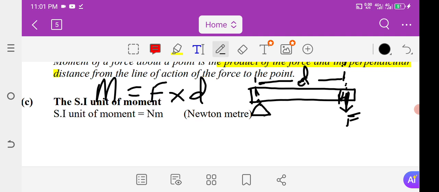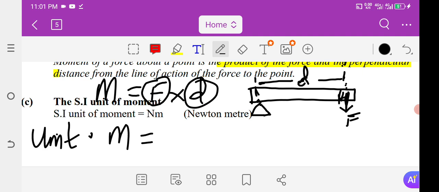Now, since we are multiplying, we are finding moment as force multiplied by distance. That means the unit of moment is going to be the unit of force, which is Newton, multiplied by the unit of distance, which is the meter. They will ask you in an exam, state the SI unit of moment. It is just the Newton meter. In short, you write Nm.